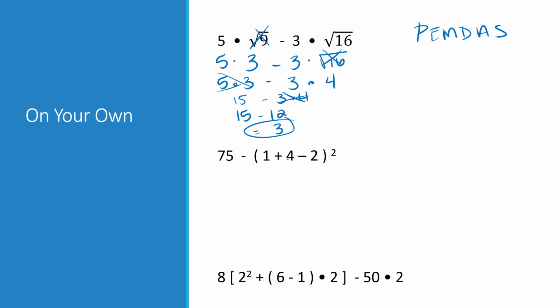Now this one's a little tricky. I'm going to do my parentheses first. I'm going to follow my order of operations in parentheses. Excuse me, I'm going to finish my parentheses. So 5 minus 2 gives me 3. Now look what's hanging outside these parentheses. This is an exponent. That means whatever I get as my answer inside those parentheses, I'm going to raise it to the second power. So 3 times 3 is going to give me 9. And then my final step is going to do 75 minus 9, which is going to give me 66.